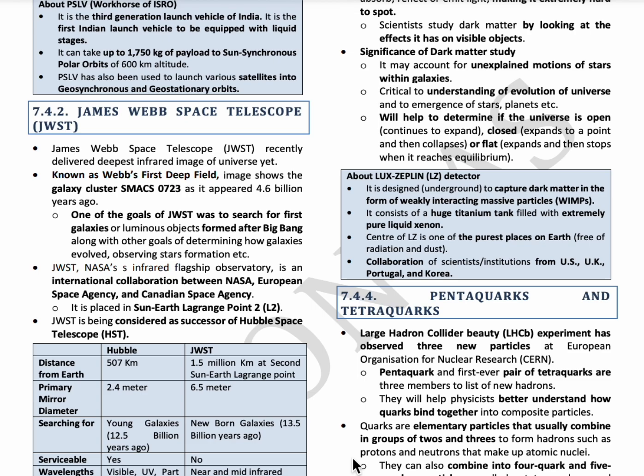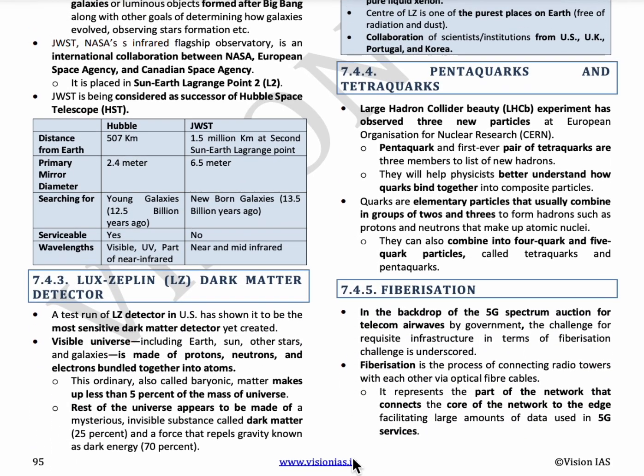So some goals of this telescope are to search for the first galaxies or luminous objects formed after the Big Bang, and to determine how galaxies have evolved, observing the star formation, etc. So James Webb Space Telescope is NASA's infrared flagship observatory with the collaboration of the European Space Agency and the Canadian Space Agency. The next topic is LUX-ZEPLIN dark matter detector.